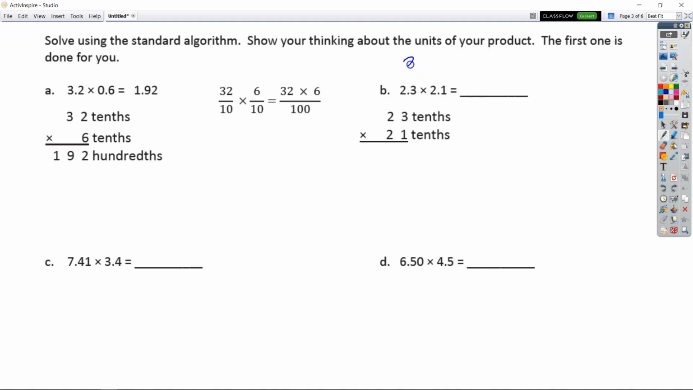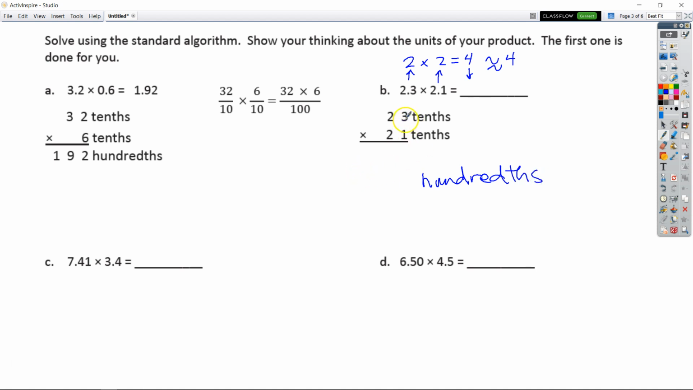We can say this is around 2, right? 2.3 is around 2, and 2.1 is also around 2. So 2 times 2 is 4. We know our answer is going to be around 4. Our final answer, whatever goes here, is going to be around 4. Let's go ahead and test that theory out. We know that tenths times tenths is going to give us hundredths. We know it's going to be hundredths, so we're going to have to move over 2 place value units.